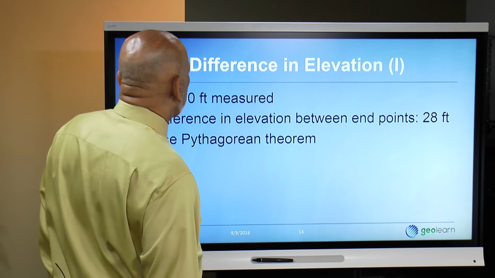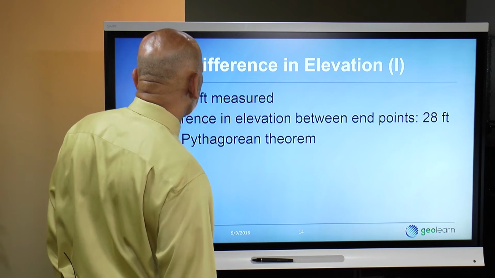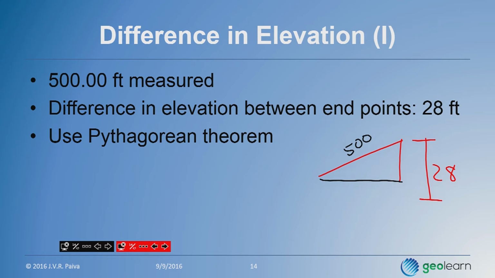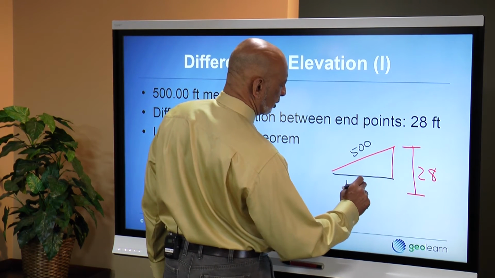So the first, difference in elevation, solution can be done using the Pythagorean theorem. So 500 feet were measured along the slope. The difference in elevation between the 2 points was 28 feet. What is the horizontal distance? So what you can do is say, okay, I know the slope distance is 500 feet. I know the vertical distance is 28 feet. What is the horizontal distance?